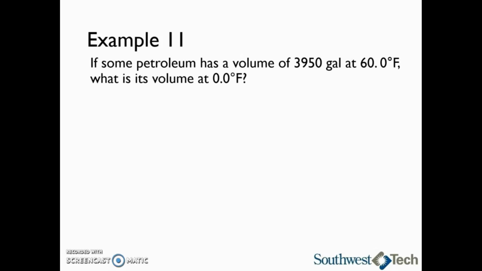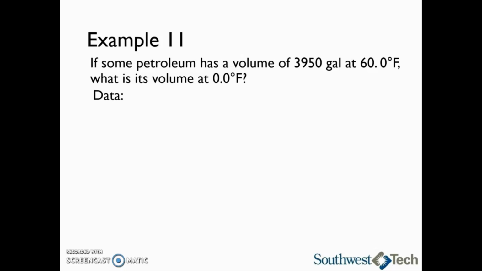Let's look at one volume expansion of liquids example. If some petroleum has a volume of 3,950 gallons at 60.0 degrees Fahrenheit, what is its volume at 0.0 degrees Fahrenheit? First, we will write down what we know.